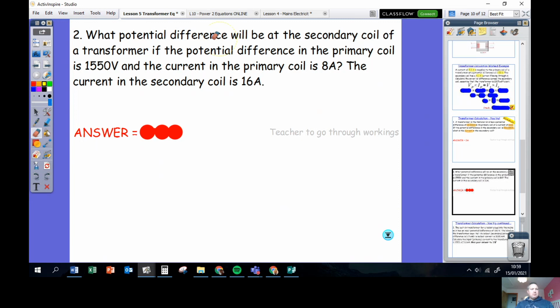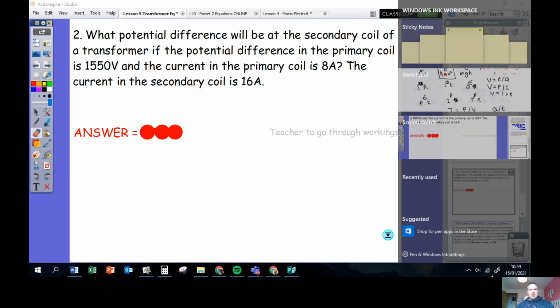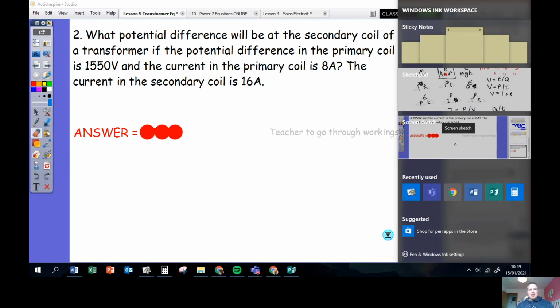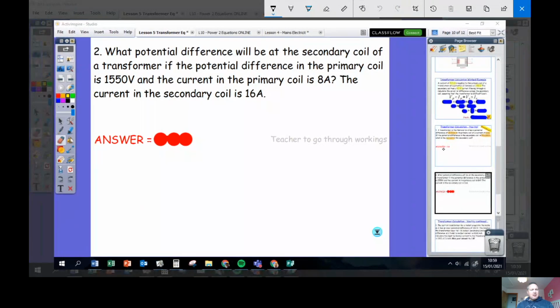Let's have a look at question 2. What potential difference will be at the secondary coil of a transformer if the potential difference in the primary coil is 1,550 volts and the current in the primary coil is 8 amps? The current in the secondary coil is 16 amps. It's a lot of words there, but really I'm just going to fill in the three numbers into my equation. The primary voltage times the primary current equals the secondary voltage times the secondary current. Just going to find three of these numbers.